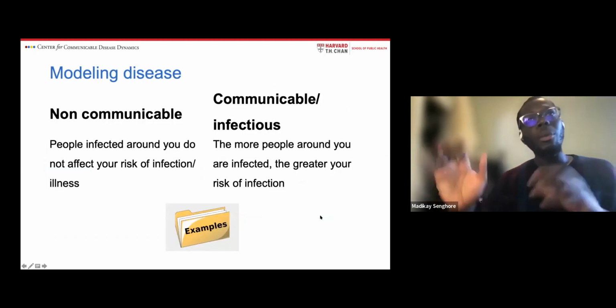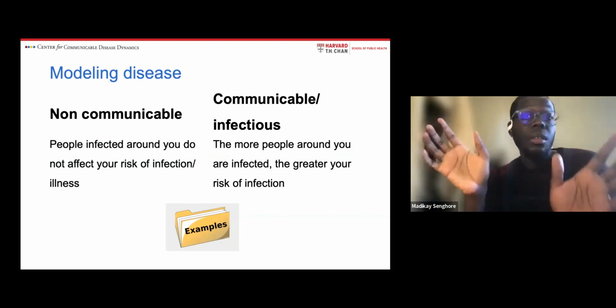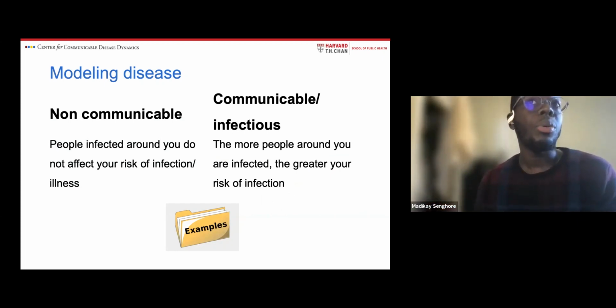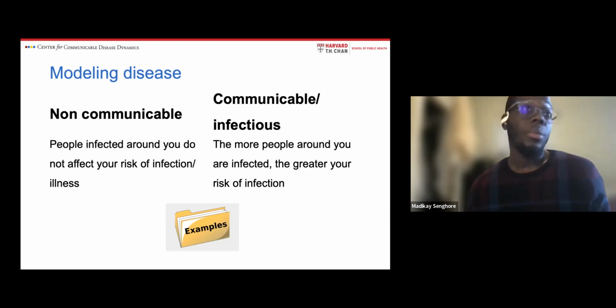And that is, from a modeling perspective, probably one of the first principles that you would be exposed to in terms of this difference between a non-communicable disease and a communicable infectious disease. In a non-communicable disease, if the people around you are infected or sick, it doesn't put you at risk. If you're caring for a patient, a family member who has a non-communicable disease, it doesn't put you at risk of contracting it. However, if that disease is communicable or transmissible, then the more people around you that are infected, the greater your risk of infection, right?